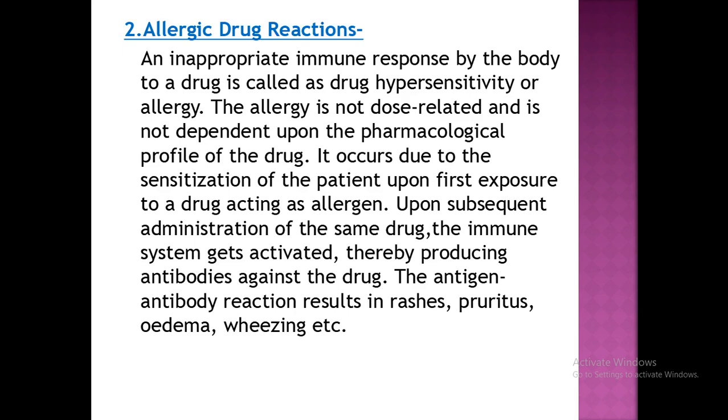Upon subsequent administration of the same drug, so second exposure, the immune system gets activated, thereby producing antibodies against the drug. The antigen antibody reaction results in rashes, pruritus. Pruritus is itching. Edema. Edema is accumulation of fluids in the body. And wheezing. Wheezing is whistling sound while breathing.